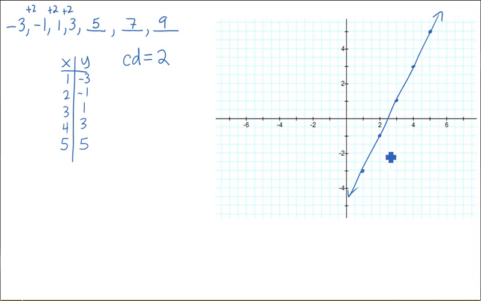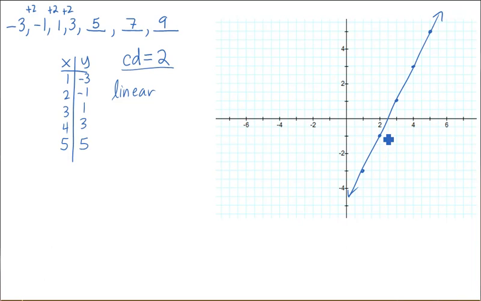If we put this with the last video, we recognize that if there is a constant difference, then the graph will be linear. So if there's a constant difference, it's linear. But does having a constant difference make it direct variation? Well, if you look at our graph, you can probably see very clearly that this is not direct variation.